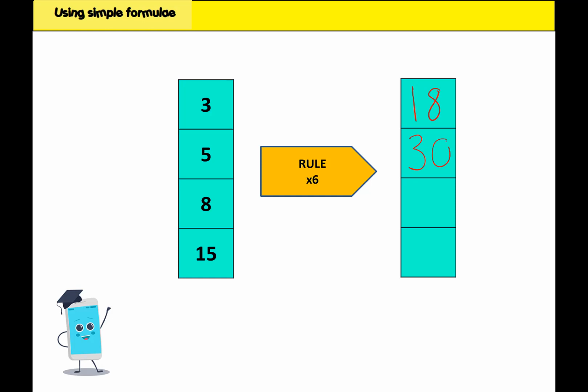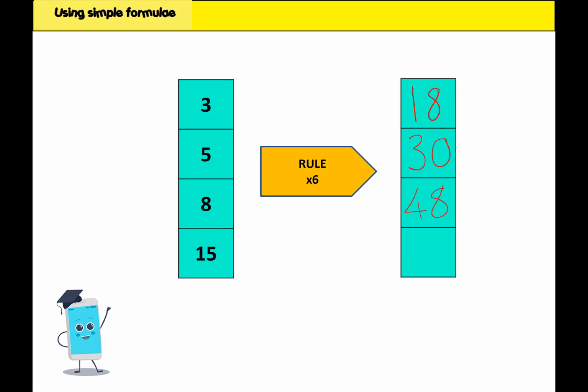You may have come across function machines before where you're doing the same thing. You're taking a number, you put it into the function machine and it comes out as a different number. That is an introduction to algebra. That's an introduction to what we're doing here. We're just taking a number, applying a rule to it, and then that number becomes something else. So our next number is 8. We're going to multiply by 6 to it, and that comes out as 48.